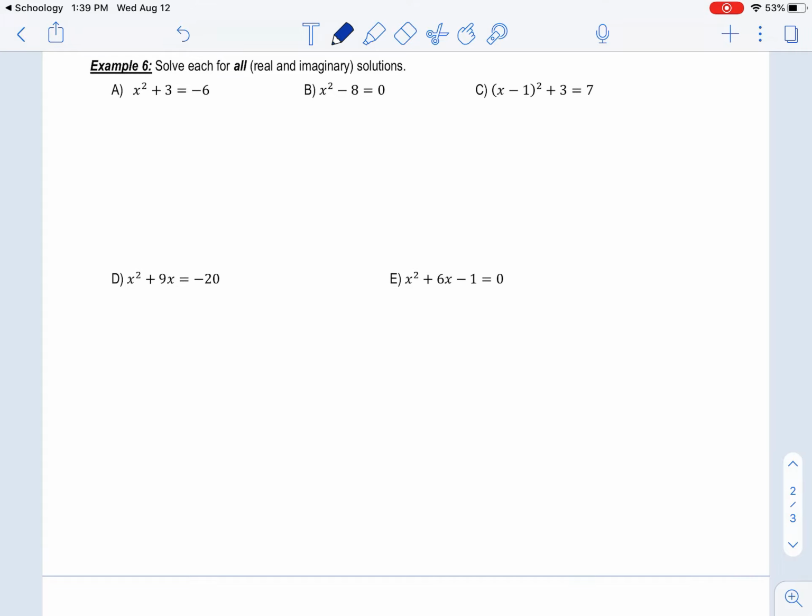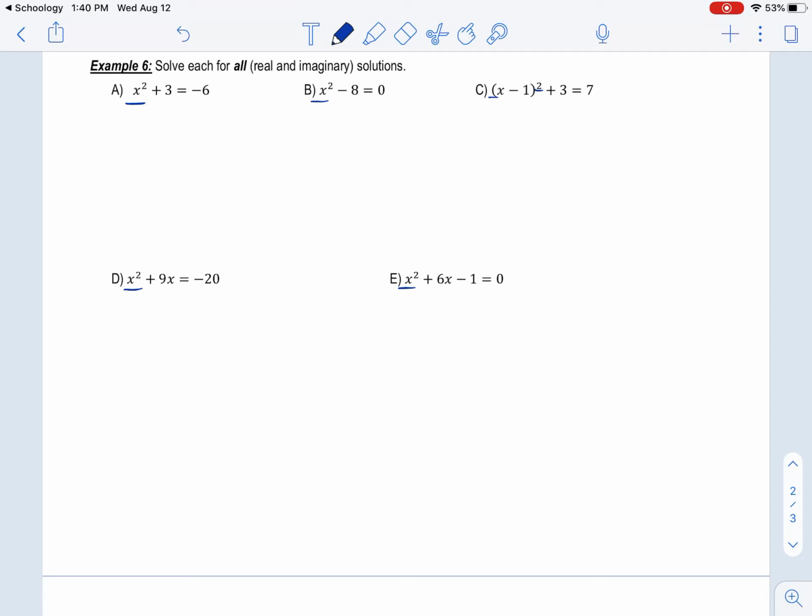Okay, last but not least, we have solving. Okay, so all of these, let me look here. Yes, all of them are quadratics, right? X squared, x squared, x squared, x squared, x squared. So they're all quadratics. So when you have a quadratic, you should be asking yourself questions. If you can just look at it and know what to do, that's way better. But if you are struggling a little bit, you need to ask yourself questions.